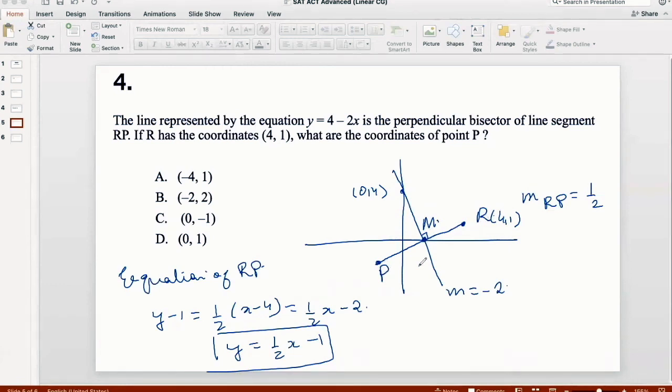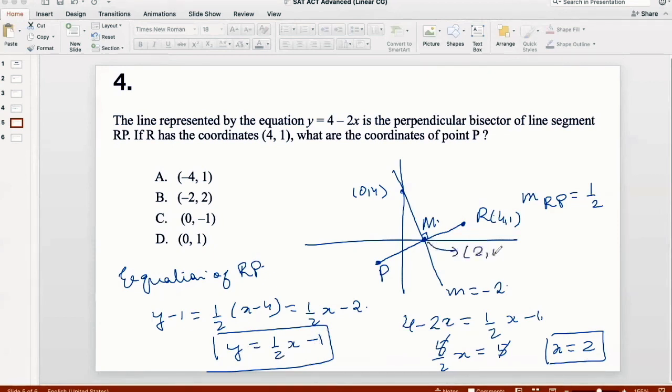Okay, so let's find the intersection. So 4 minus 2x should be 1/2 x minus 1. So 5/2 x is 5. So 5 and 5 cancel. So x is 2. Okay, if x is 2, then y will become 0, right? So this point becomes (2, 0), point M.